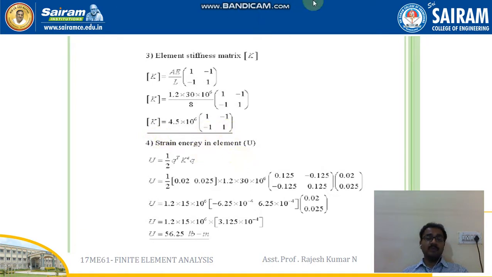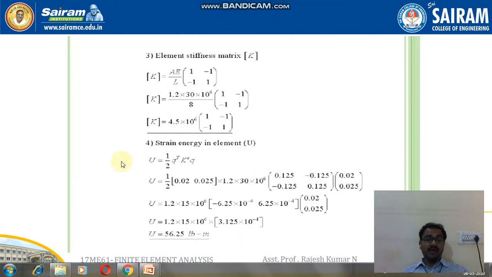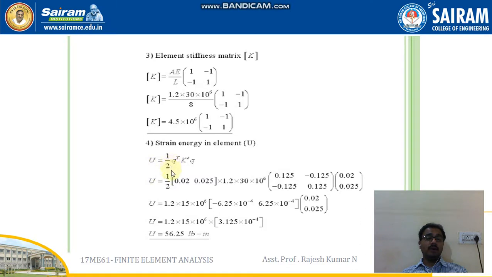The last part of the problem is the strain energy in the element. I already discussed strain energy in the previous videos. How to calculate the strain energy: U equals 1 by 2 Q transpose K Q, where Q is the nodal displacement matrix, Q1 and Q2. Qt is the displacement matrix transpose. So 0.02, 0.025 is the Q matrix, and the transpose I need to write as a row, 0.02 then 0.025.